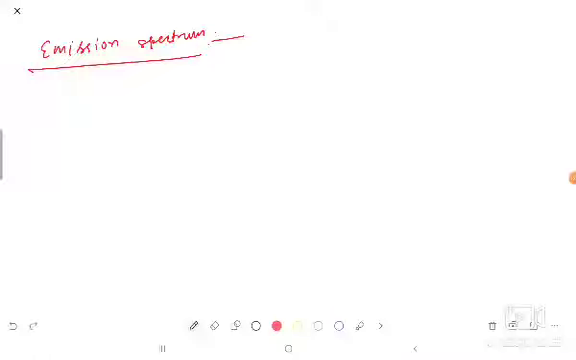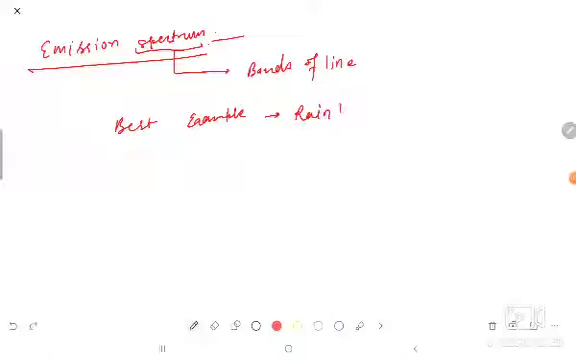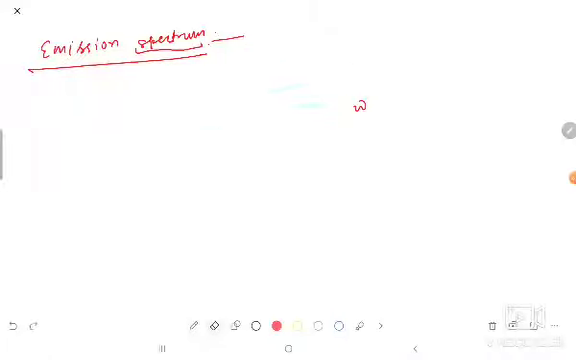What is spectrum, Arav? Don't know, na? Not a problem. So if you are talking about the spectrum, spectrum means bands of lines. The best example is a rainbow. A rainbow has so many colors. That is a type of spectrum. But in atomic structure we are not going for that rainbow type, which is because of the diffraction or refraction of light.